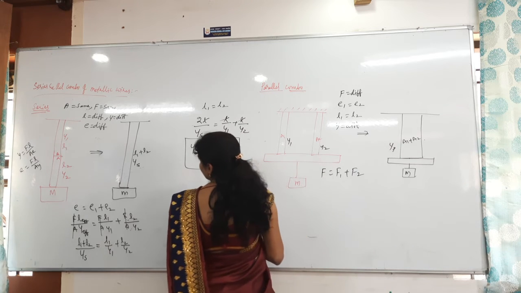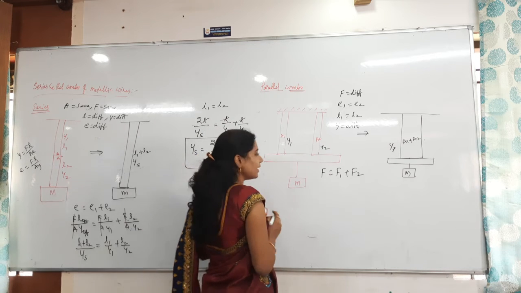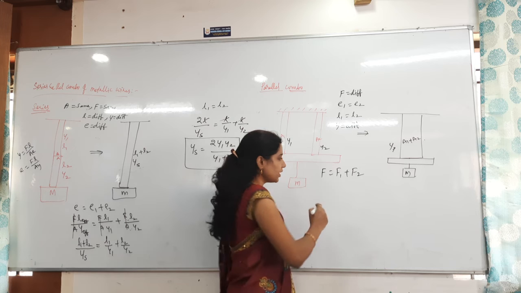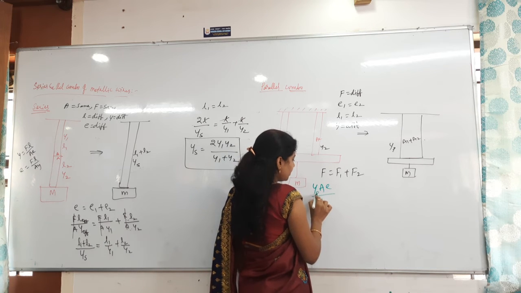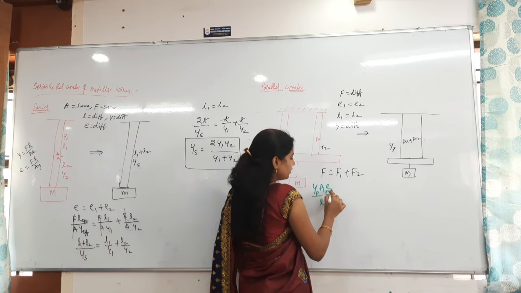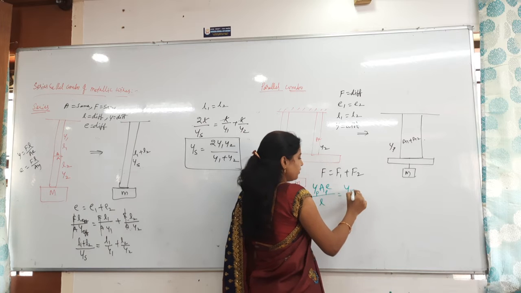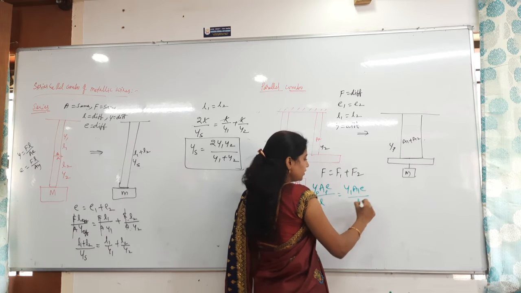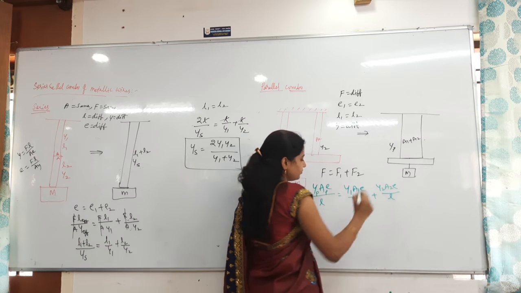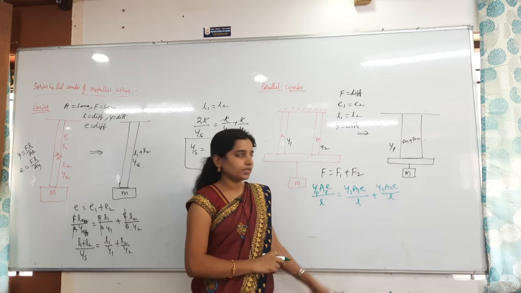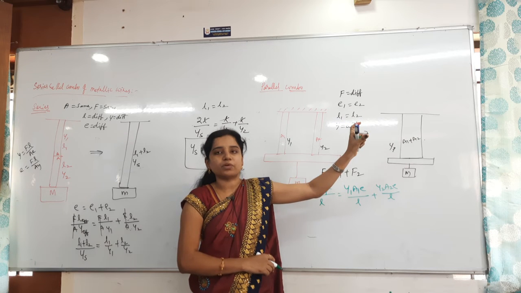What is the formula for us? Y is equal to FL by AE, and then F is equal to YAE by L. Correct? So Y parallel, A parallel into E, and L are the same, that is equal to Y1 A1 E by L plus Y2 A2 E by L. This is what you will get. I said E is the same, L is the same, then only the parallel combination is possible for the uniform.